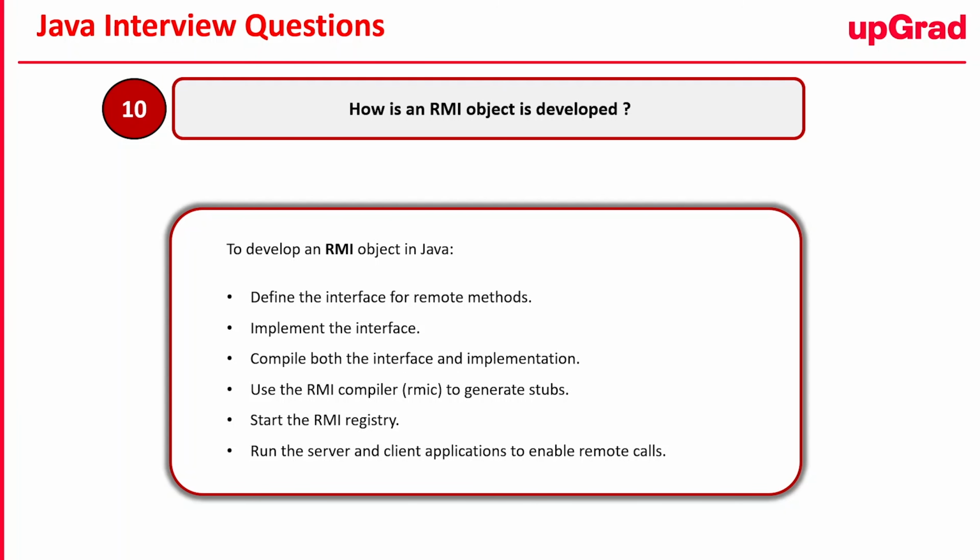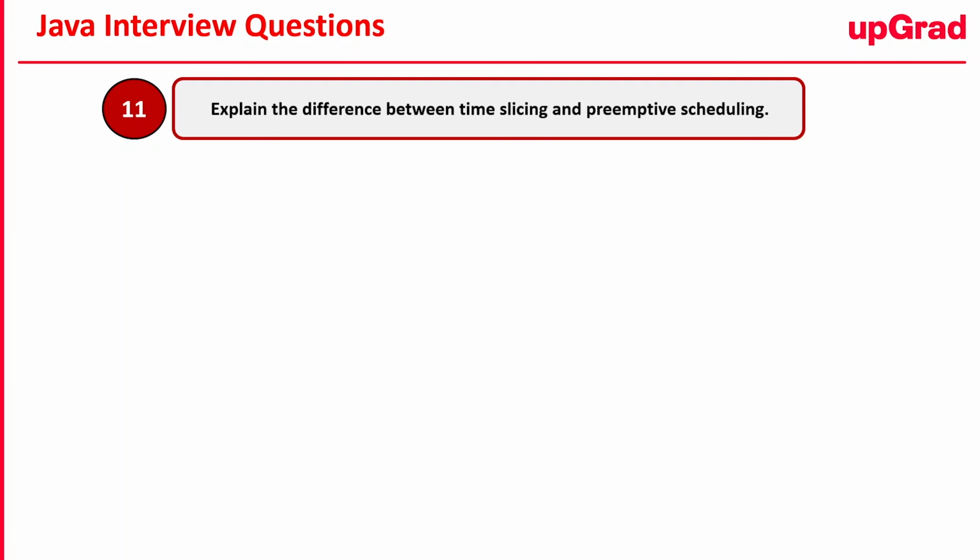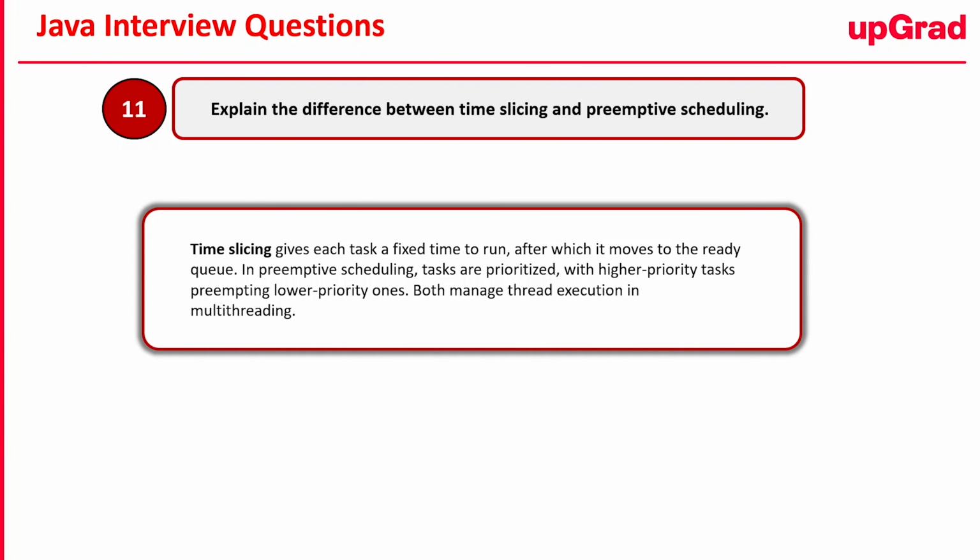Alright, now coming to question number 11, which is, explain the difference between time slicing and preemptive scheduling. So when you are asked this type of question about time slicing and preemptive scheduling, the interviewer is testing your understanding of thread scheduling. So to answer this type of question, you should start with, in time slicing, each task gets a fixed amount of time to execute. After its slice is over, it moves to the ready queue and the next task runs. This method is used for non-priority scheduling where all tasks share CPU time equally.